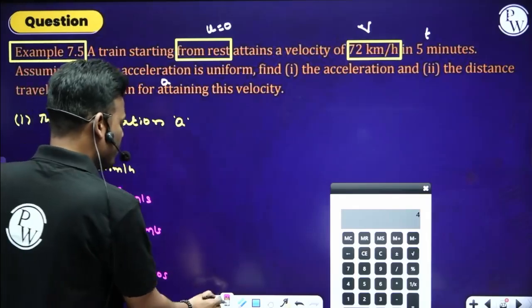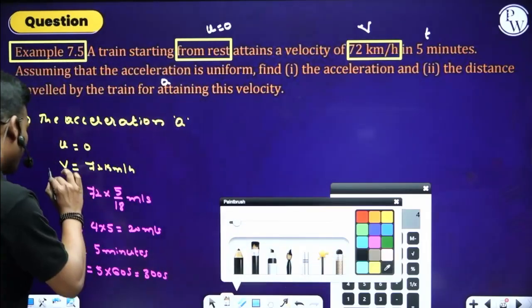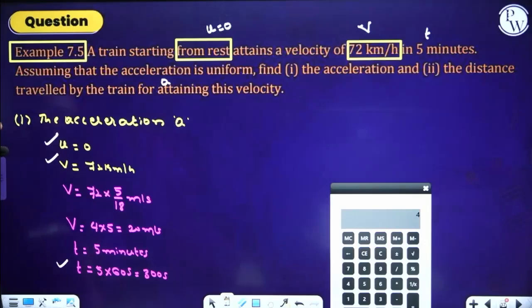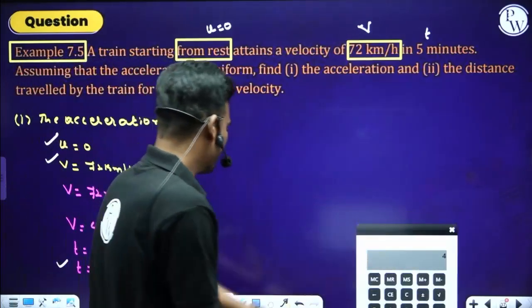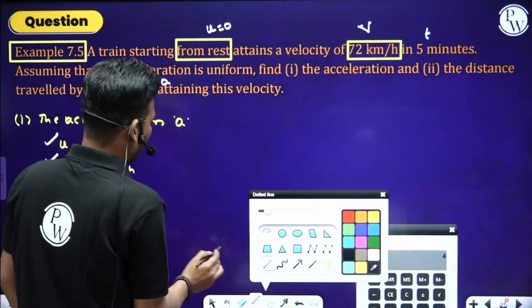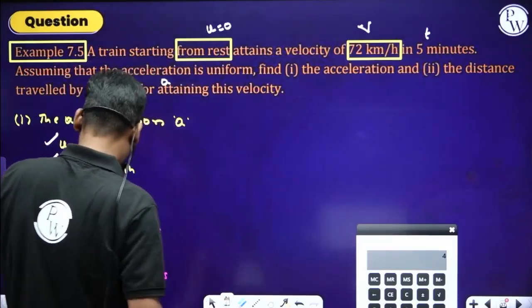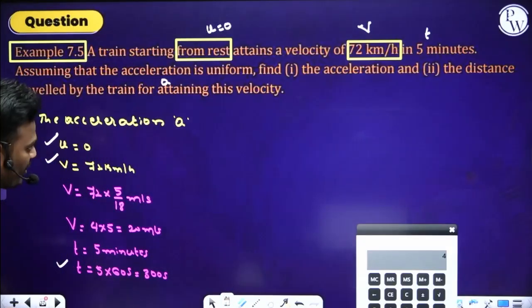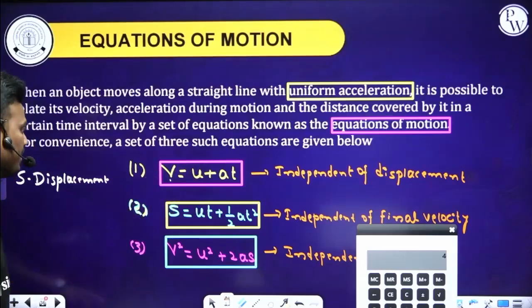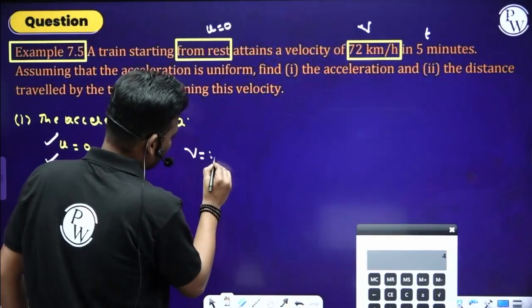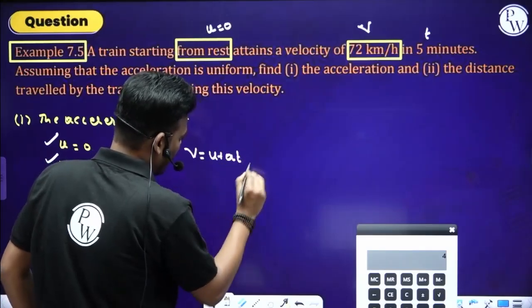So now here you can see initial velocity, final velocity, and the time. It is independent of displacement. Therefore, which equation of motion do we have to use to find acceleration? Independent of displacement, that is the first one: v equals u plus at. And you need a.